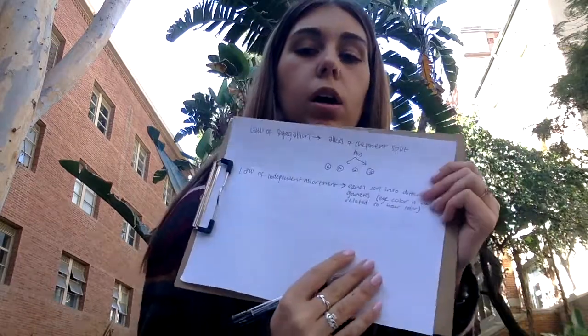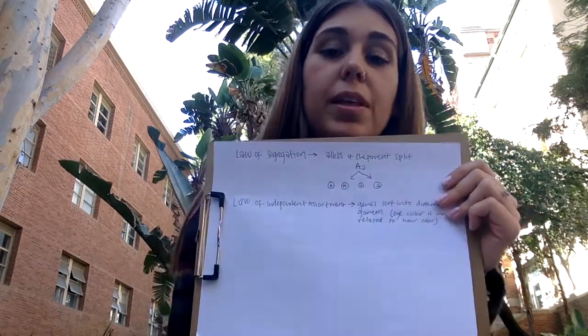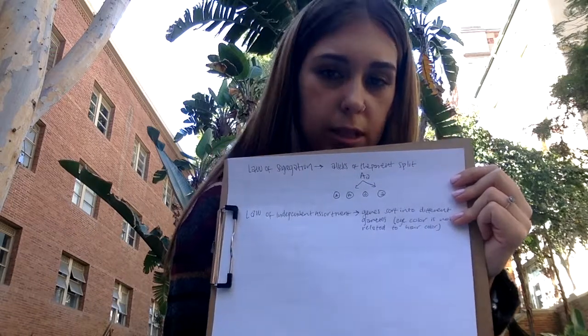Okay, here we go. A couple of the laws that you're going to need to know for this, now this isn't review anymore, are the law of segregation and the law of independent assortment. These were two of the laws that Mendel came up with while he was doing these experiments.